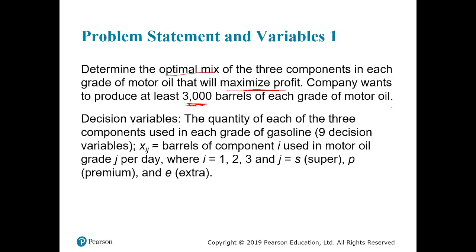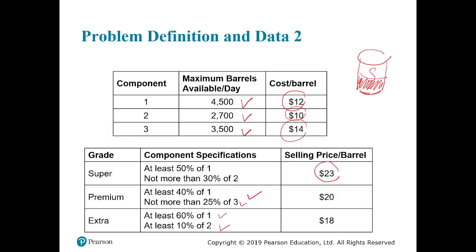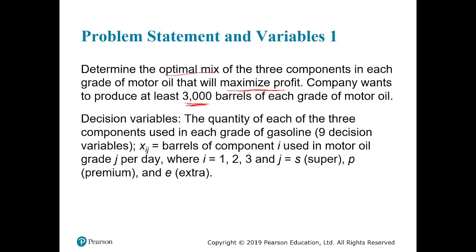Now, the first thing is we know that the objective function is to maximize the profits, and the profits can be obtained by taking into account the cost and also the selling price. And now the next thing that we should do is to determine what would be the decision variables. So here we have three components, and these three components need to be mixed into three different products. So we can say that we have 9 decision variables.